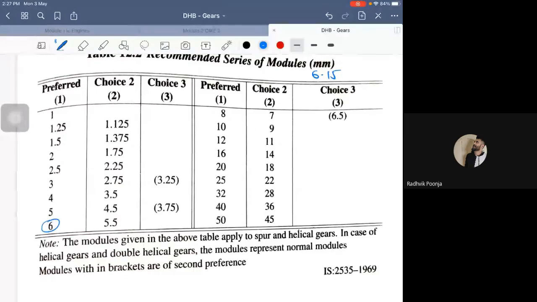One thing you keep in mind, if it was 0.1 also, never go for the lower value. It is always preferred to go for the higher value, isn't it? Now we have to go for either 8 or 7. Okay. 8 is more satisfying than 7. Why? Because of two reasons. Number one is it is more preferred. It comes in the preferred column.